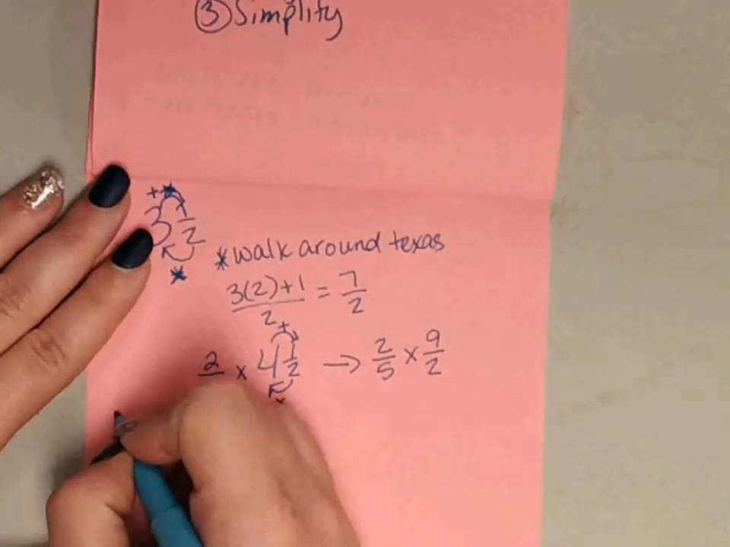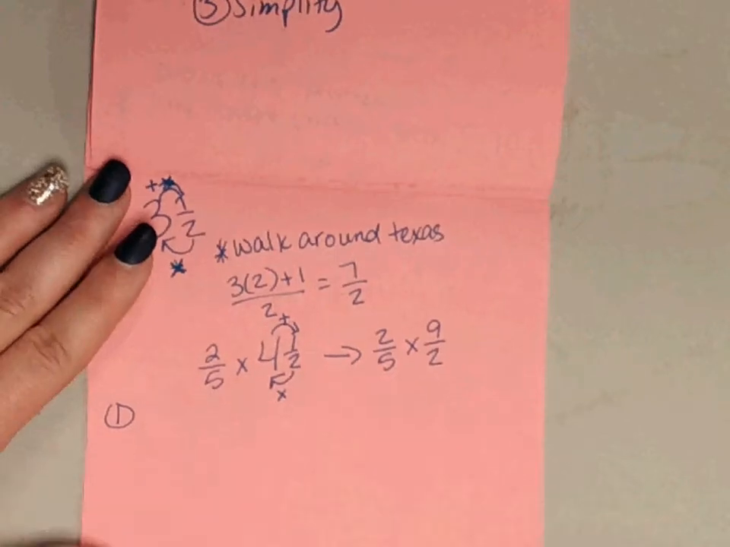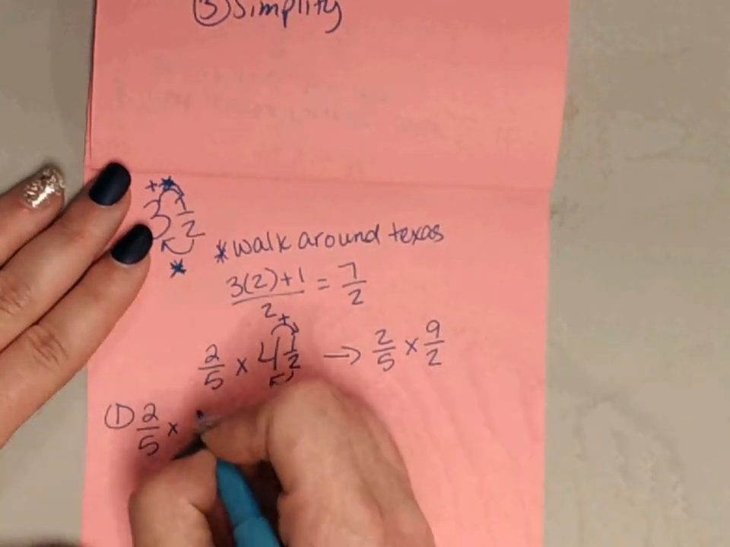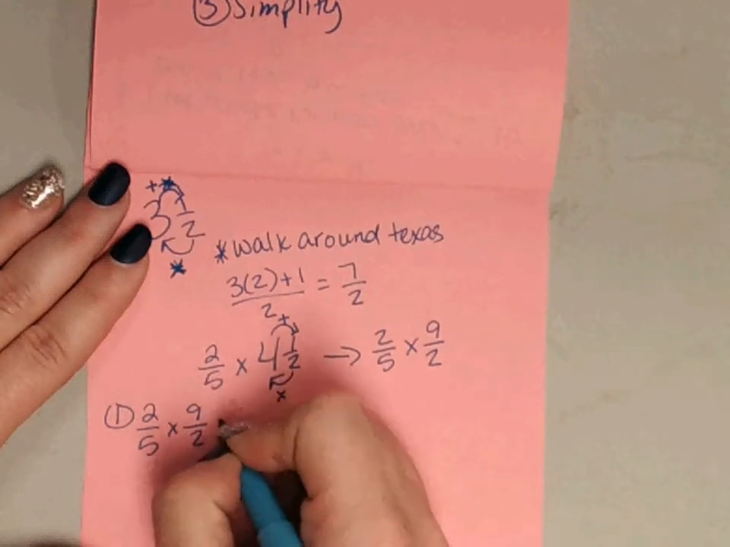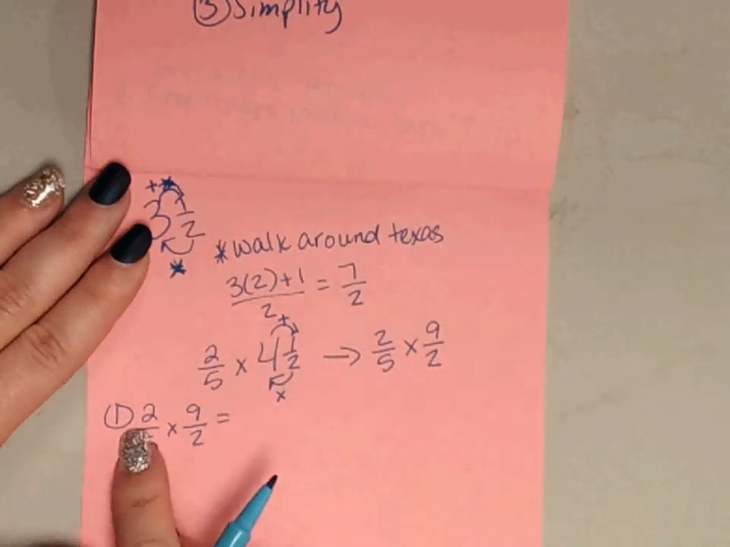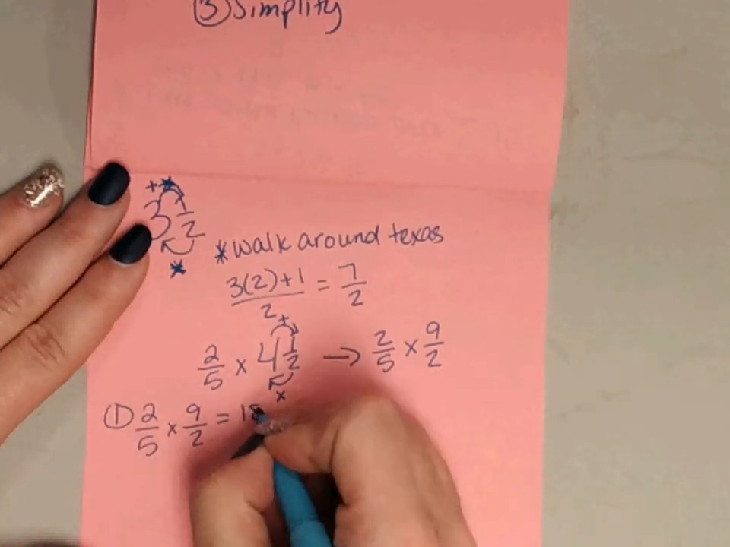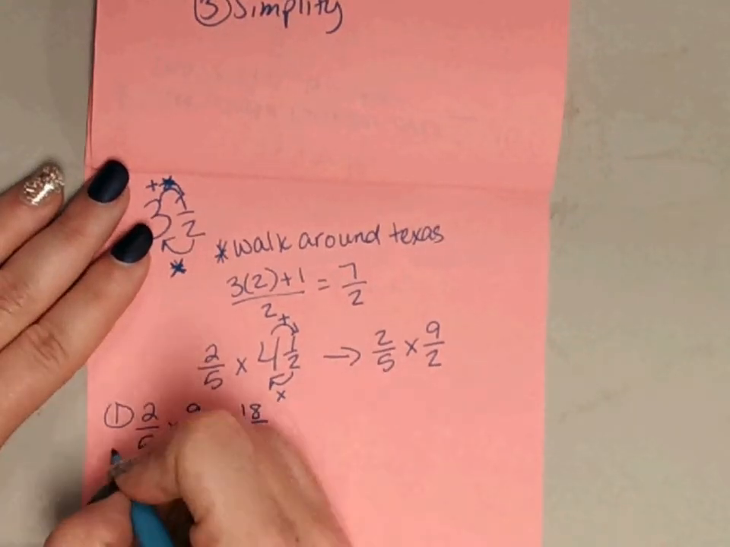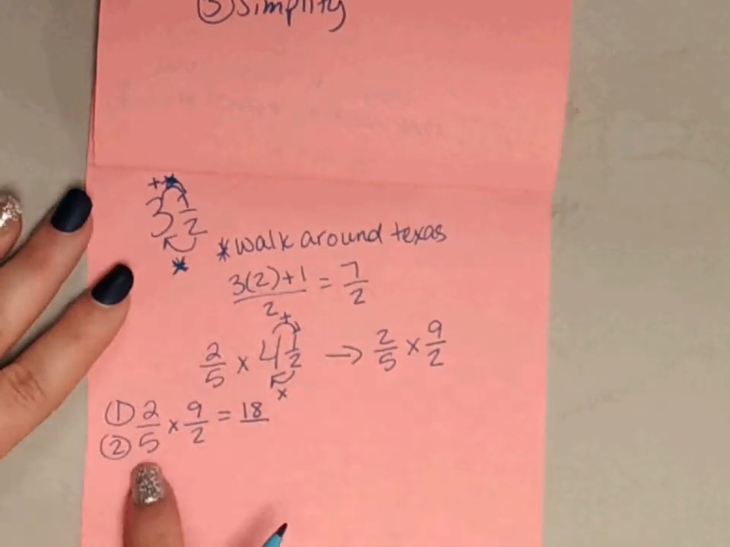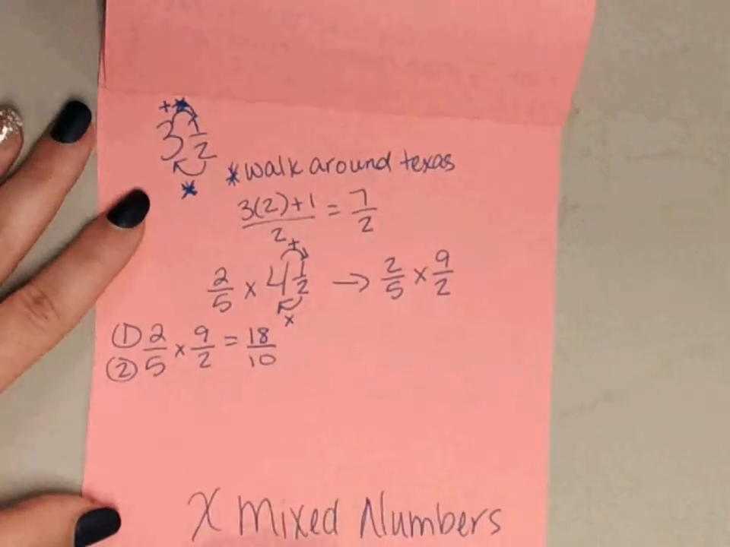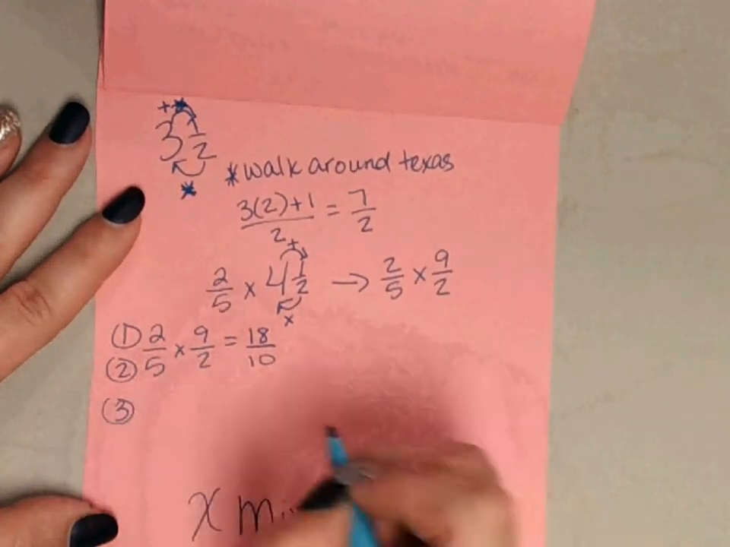Okay, so let's rewrite our problem down here so we can work it out. We have 2 over 5 times 9 over 2. So remember, step 1 is we multiply numerators. So 9 times 2 is 18. Step 2 is to multiply denominators. So 5 times 2 is 10. And then step 3 is to simplify.